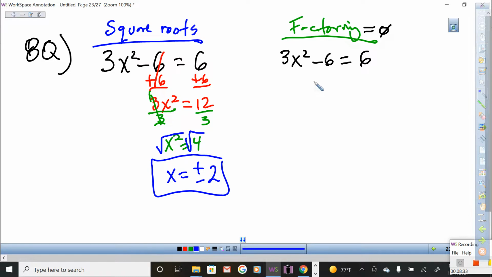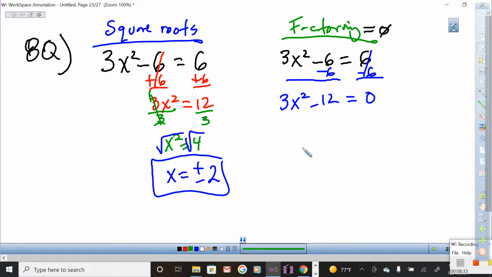Let's see. Philip, what do I do? Subtract 6 from both sides. Very good. So this now becomes 0. And we get 3x squared minus 12. Alright? So, they want us to factor. Well, it's not a trinomial. We can't use Power Rangers, right? It's not a difference of squares. We can't use square roots.